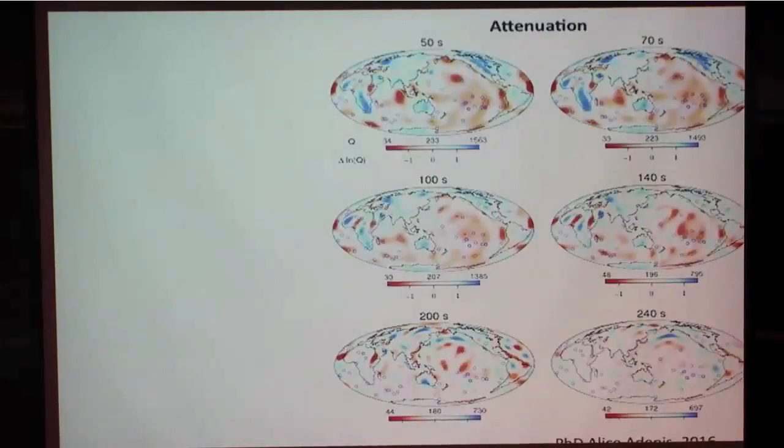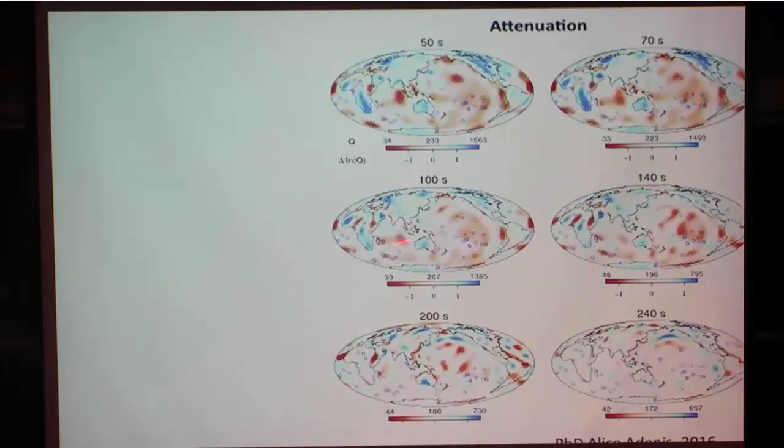So now let's have a look at the attenuation maps. It's the attenuation of Rayleigh waves at 50 seconds and 140 seconds. And what you can see is that at 50 seconds, you're sensitive to the shear attenuation structure with a maximum of sensitivity near 70 kilometers depth. At 140 seconds, your maximum of sensitivity is near 200 kilometers depth, and then you go a bit deeper with a longer period. So if you look at the maps, we see the long wavelength structure. We see mostly that the cratons, the continents, are less attenuating than oceanic regions.